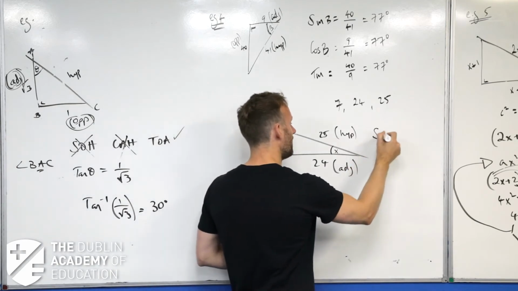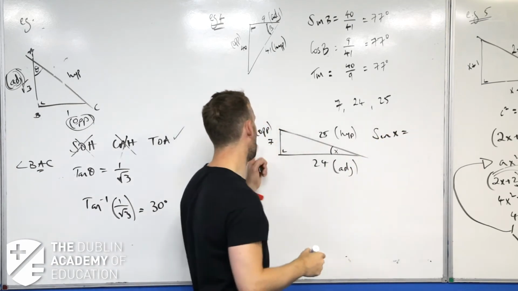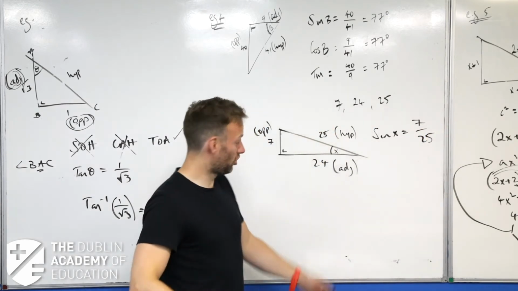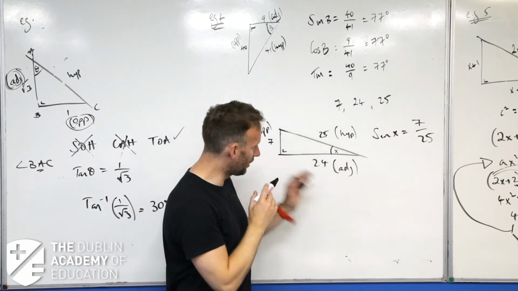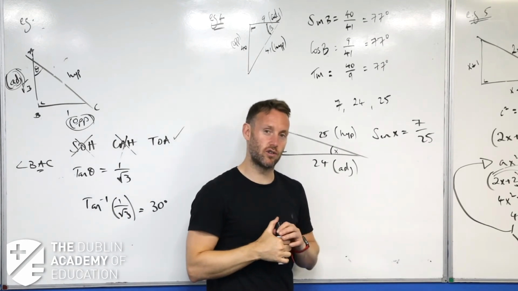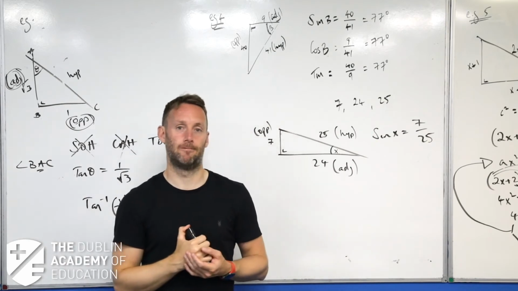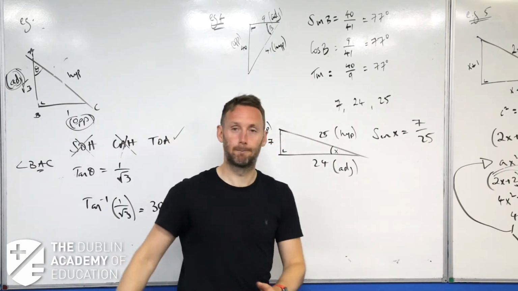If we were using sine, sin x is equal to what? The opposite, which is 7, divided by the hypotenuse, which is 25. You could have used cos, you could have used tan, but the examiner's given us the information to use those trig functions. It didn't matter which one we used because we have the three sides. So very similar to that one there.